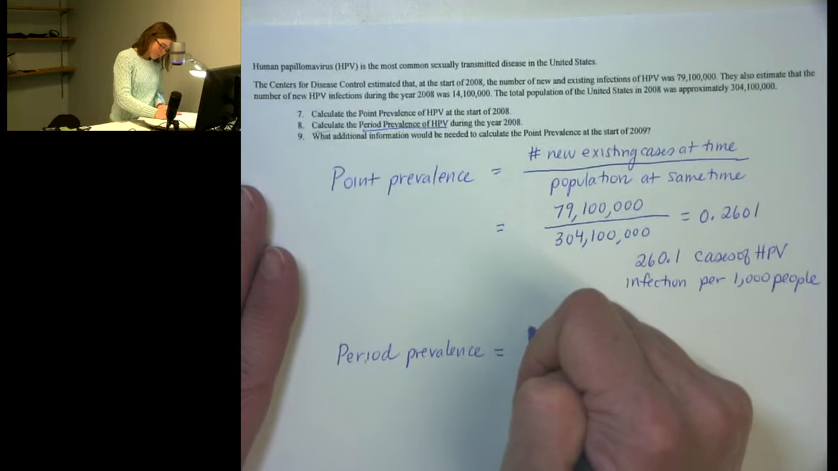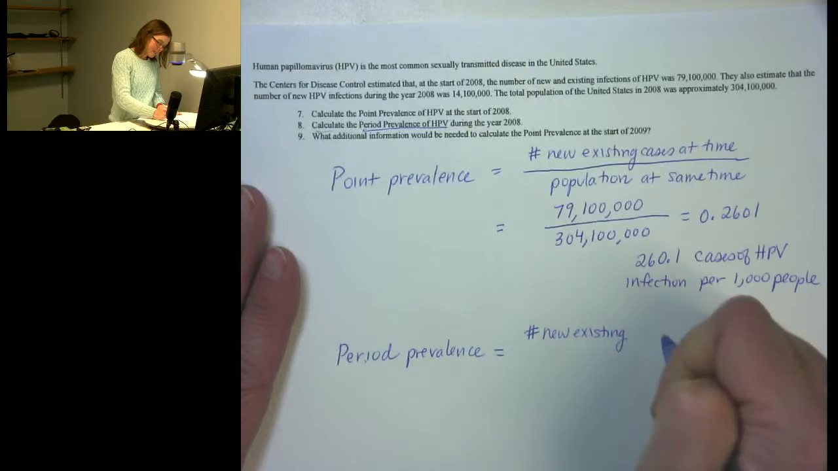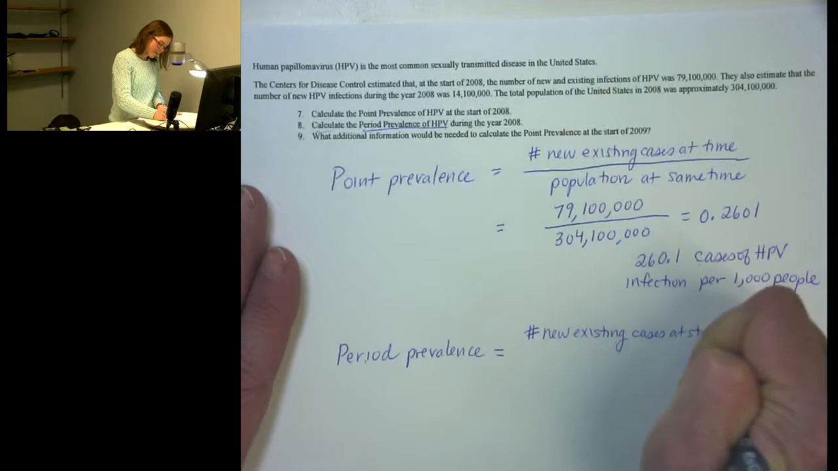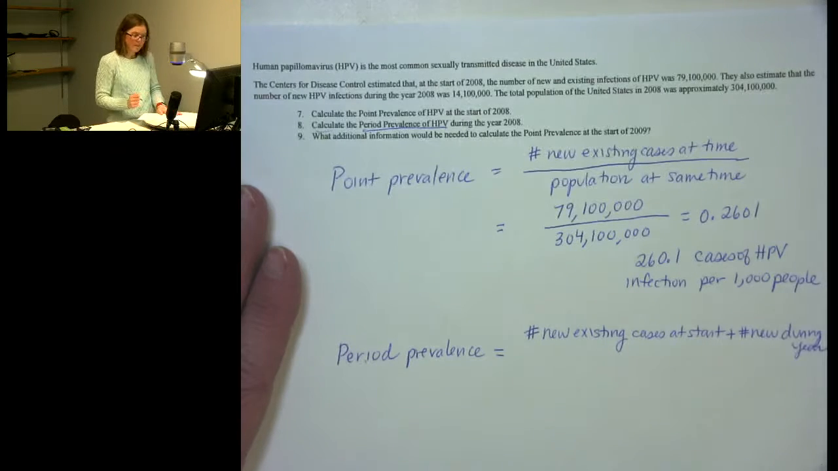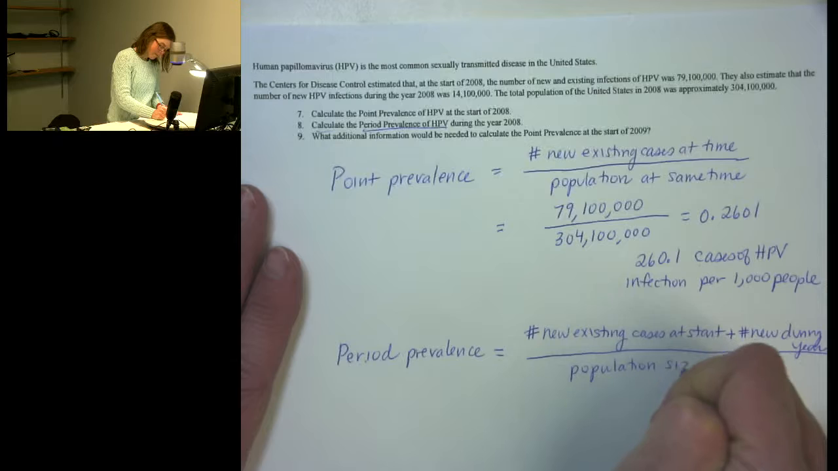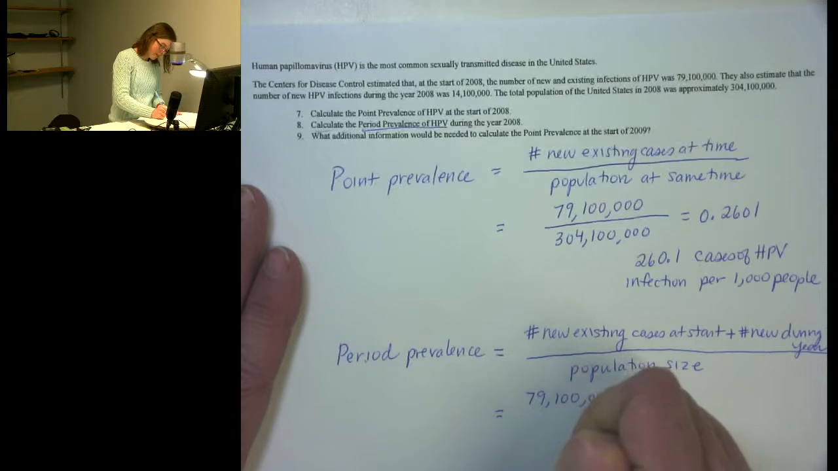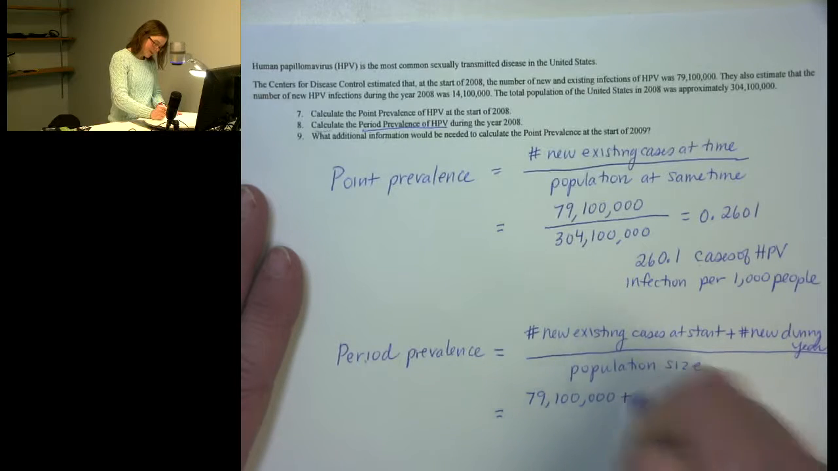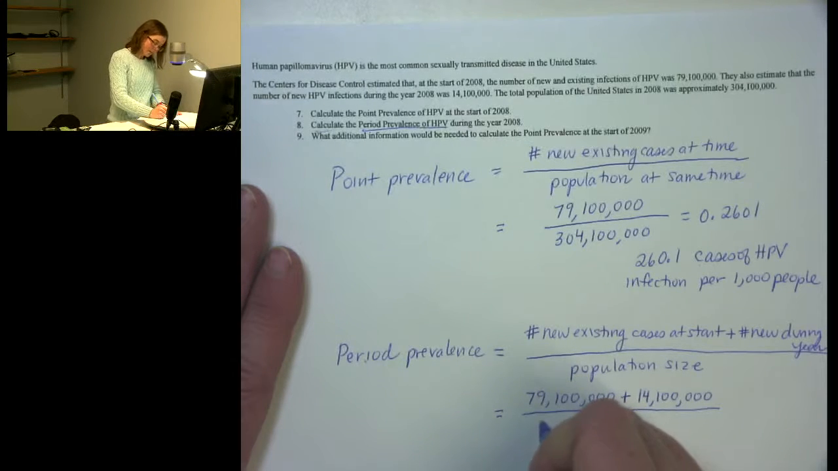So we need to know the number of new and existing cases at the start of the year, plus the number of new cases during the year, and divide that by the total population. So we know that at the beginning of the year there were 79,100,000 existing cases of HPV. During the year, there were 14,100,000 new cases of HPV infection. And we divide that by the total size of the population, 304,100,000.